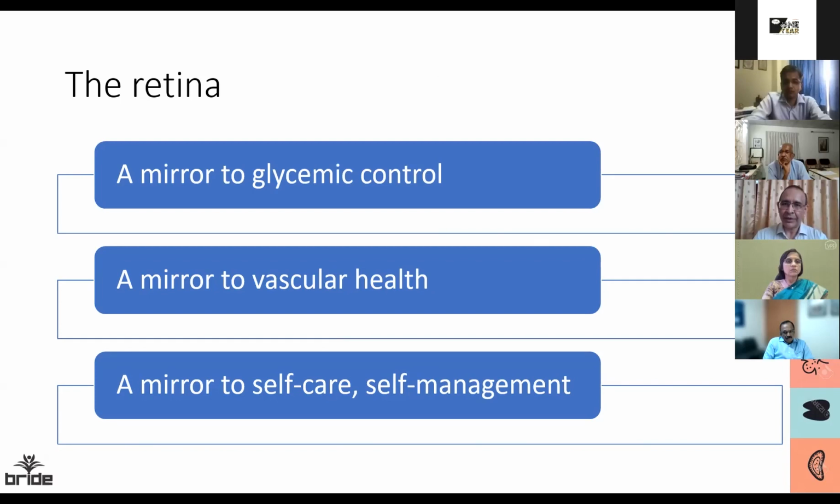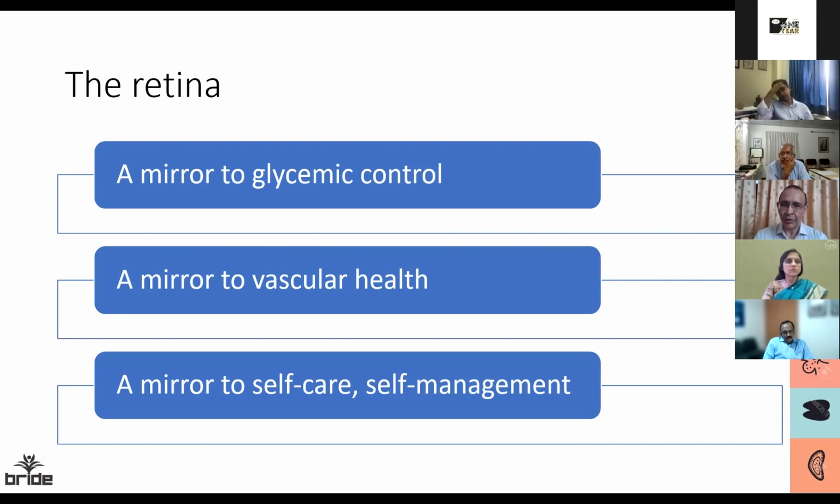But when my colleague in retinal surgery tells me about what is going on in the retina, that is a very objective mirror to glycemic control. Extremely objective. Whatever report I get from Dr. Raja and his team, that is a mirror to the vascular health of my patient as well. I can trust the retina report more than the kidney reports.